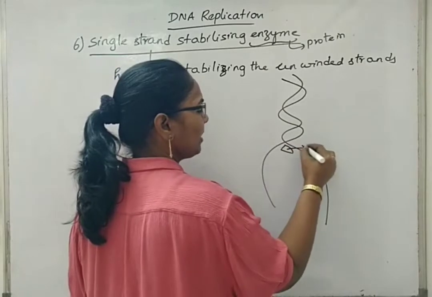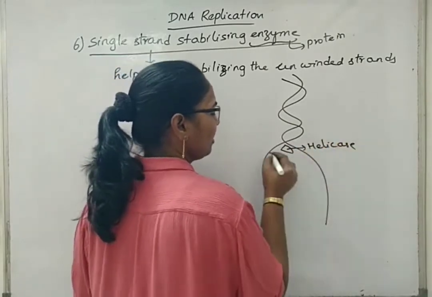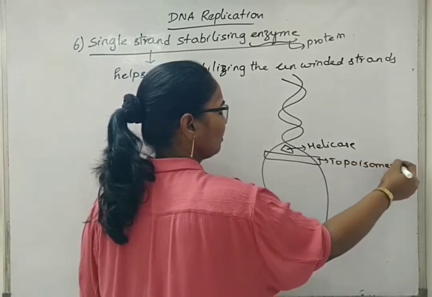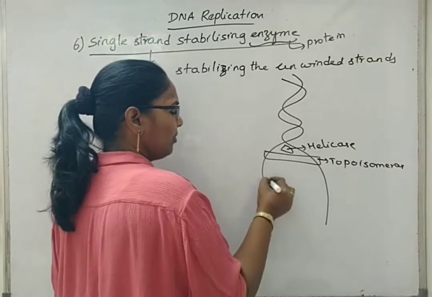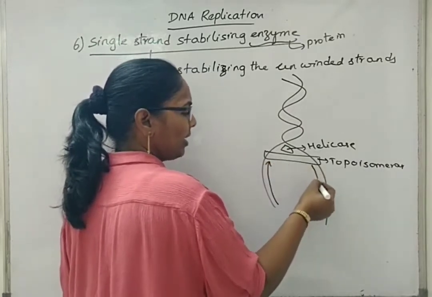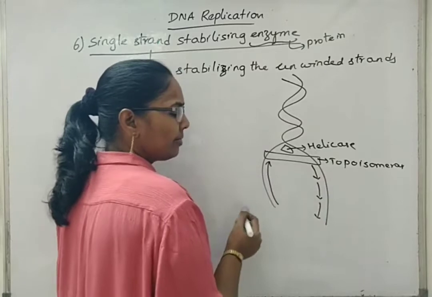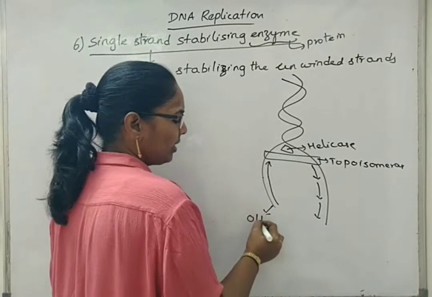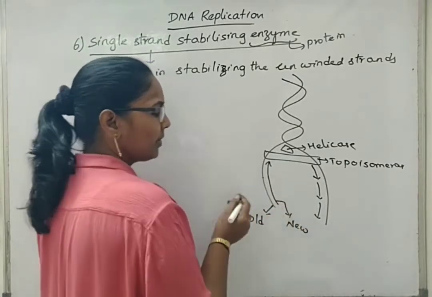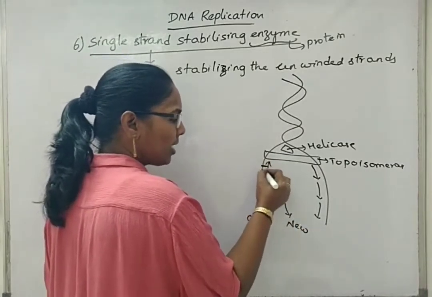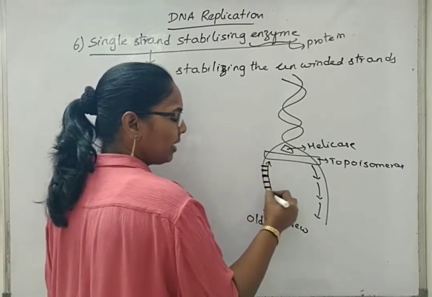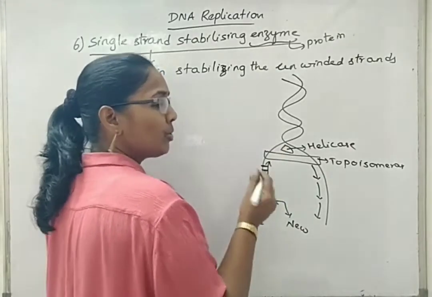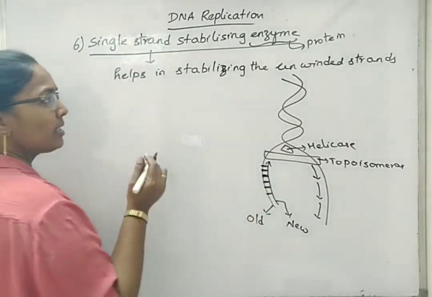This is first of all unwinded by helicase. The distance is maintained by topoisomerase. Now, if this strand is giving a continuous new DNA and the other strand is giving discontinuous new DNA, then the new DNA should have complementarity with that of the old one. So this is the old DNA strand and this is the new DNA strand. And here only the hydrogen bonds have to be formed. If it is adenine thymine, 2 hydrogen bonds should be in that specific area. The location should not be changed. So that fixation is done by the single strand stabilizing enzyme.